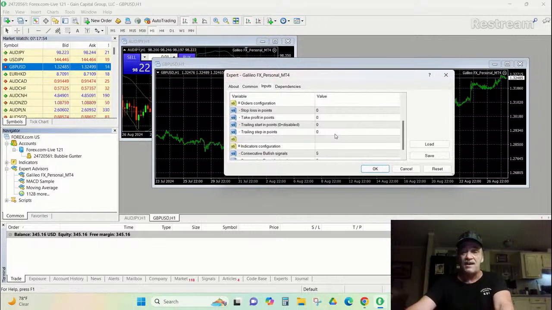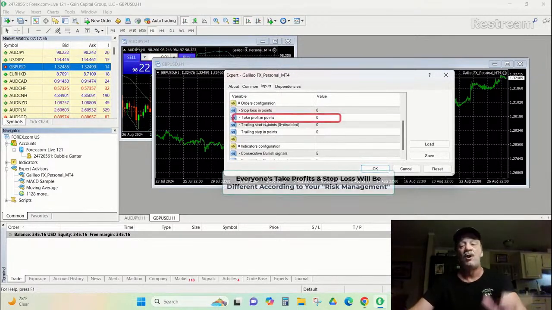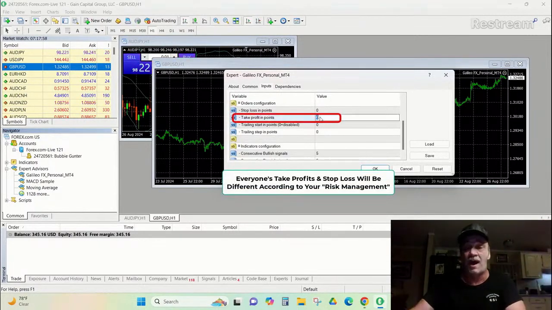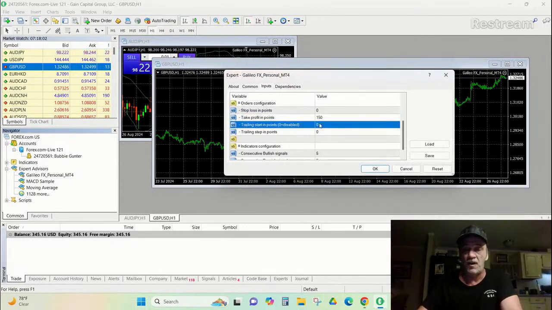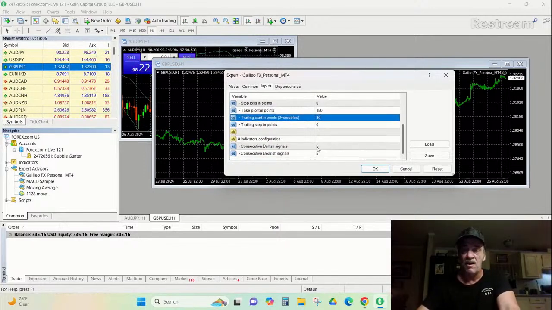The next thing is take profit and loss. You have to choose that yourself. I myself use a 150 and 30 points, and come down here and 5.